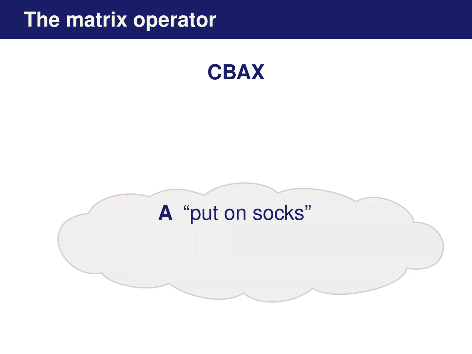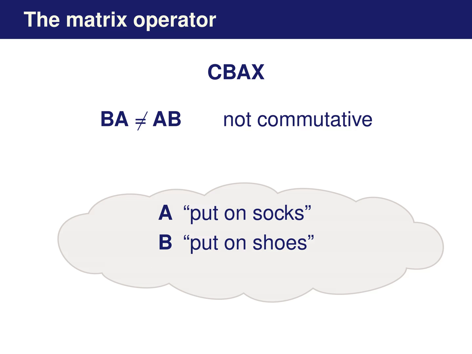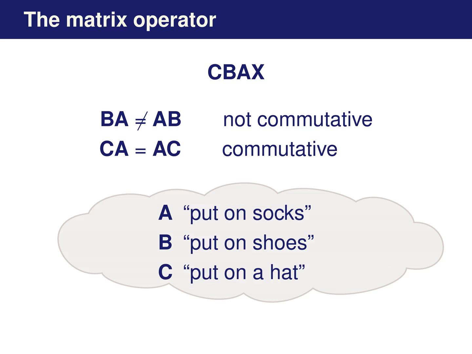For example, suppose that operator A means put on your socks, and operator B means put on your shoes. Operator B applied to A would then mean put on your shoes over your socks. On the other hand, operator A applied to B would mean put on your socks over your shoes. Clearly AB does not equal BA. We say that A and B do not commute. Some operators can commute. It doesn't matter if you put on a hat before or after putting on socks. You get the same result.